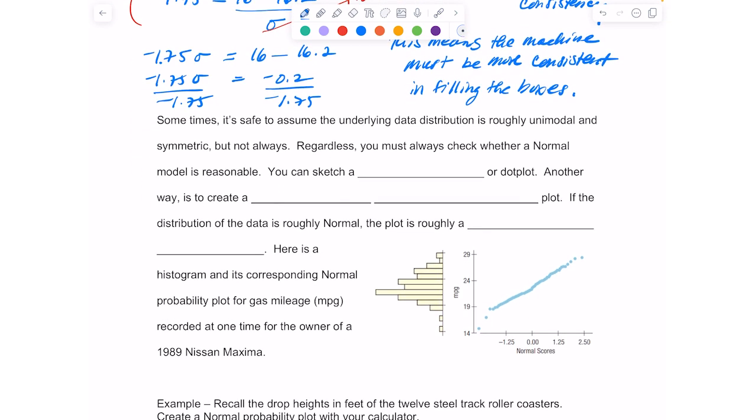Sometimes it's safe to assume that the underlying data distribution is roughly unimodal and symmetric, but not always. Regardless, you must always remember to check whether a normal model is reasonable, because if it's not, then the percentages and answers you found don't make any sense, right? So what we can do to check for normality is to sketch a histogram or a dot plot. But another way, and I actually prefer this way, is to create something called a normal probability plot.